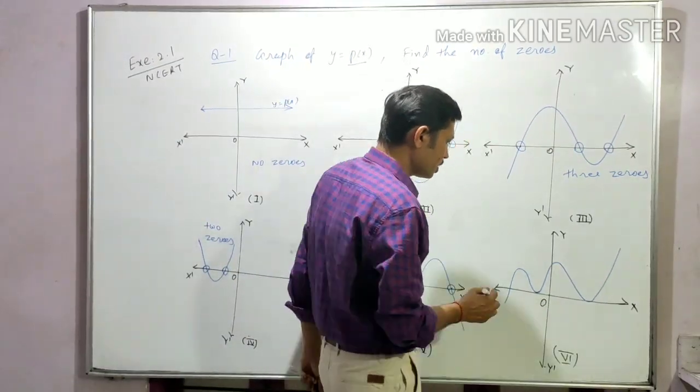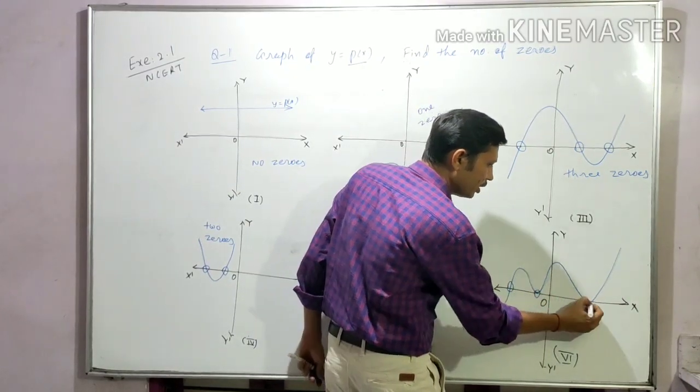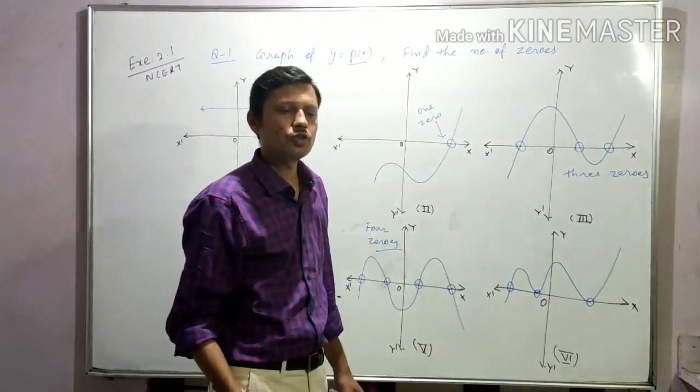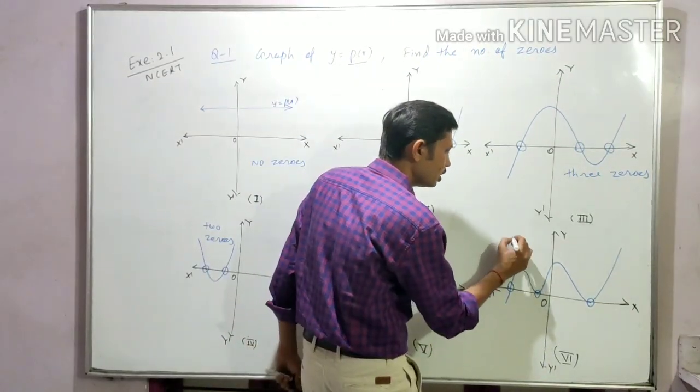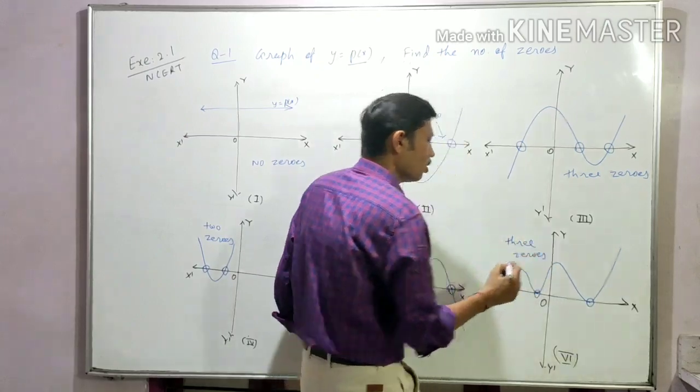And here you can see this graph intersects the x-axis at 1 point, second point, and third point. So how many zeros are there? 3 zeros.